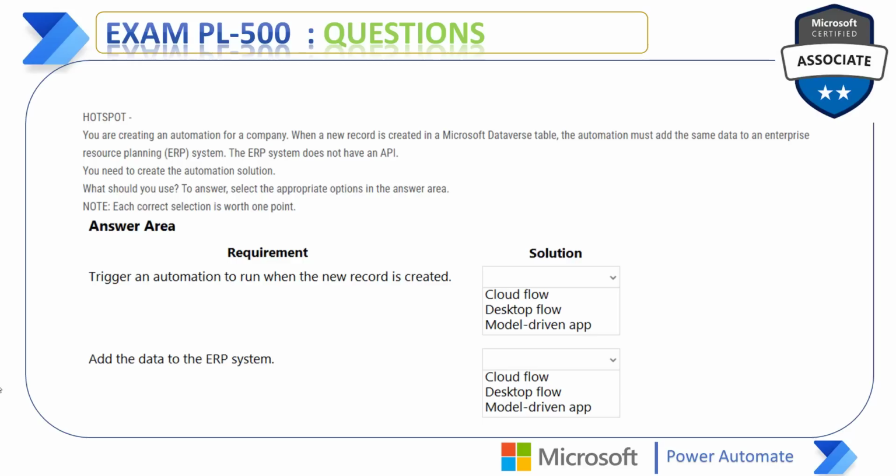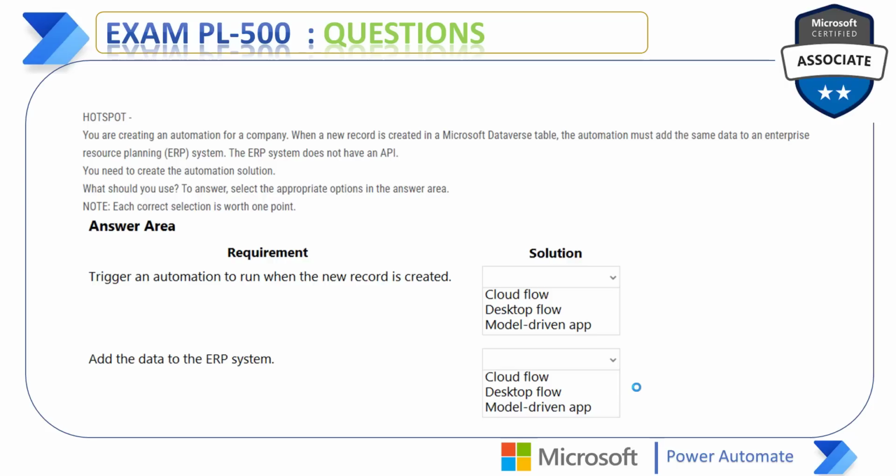All right. Now coming to the second requirement, add the data to the ERP system. This ERP system doesn't have an API. In that case, we have to use desktop flows to connect with my ERP system. Out of these three options, what is the best solution? Desktop flow is the best solution.